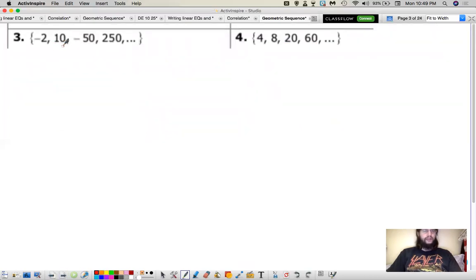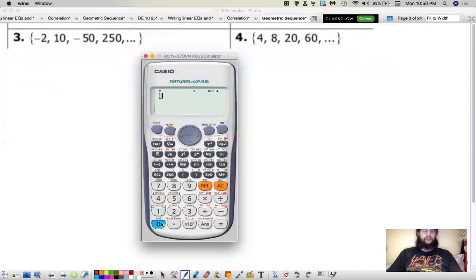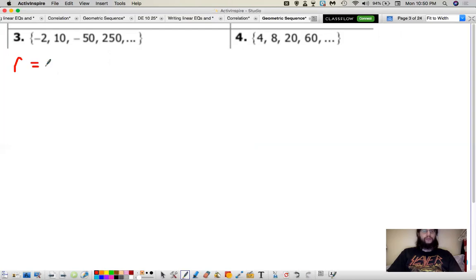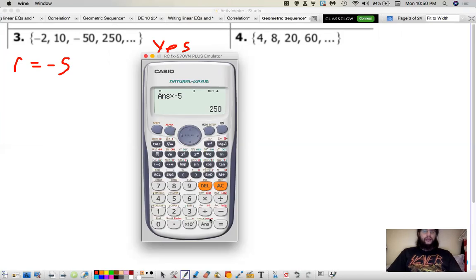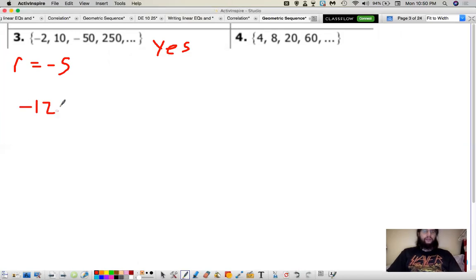Let's check this one out. 10 divided by -2, well, that's -5, right? 10 divided by -2 is -5. And if I do 10 times -5, yeah, it's still working. So you can check it either way you want to. You can either try multiplying and see if that first common ratio worked, or you can divide each of the consecutive terms. As long as you get the same result, you're good. So -5 for R, this is another yes. And that's -1250.